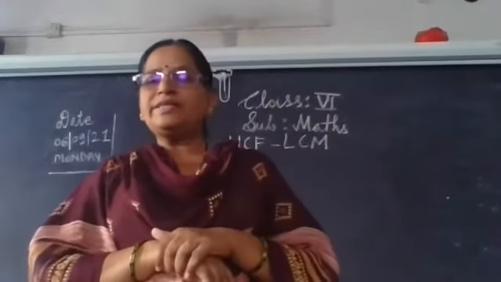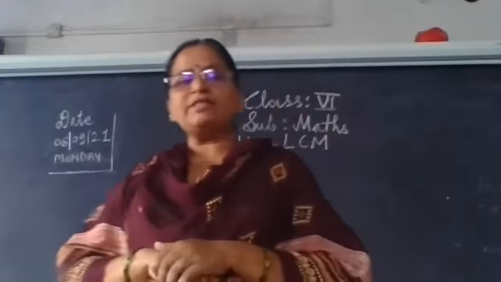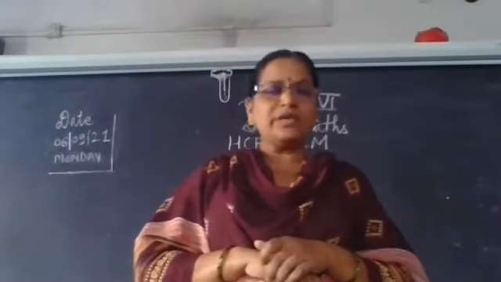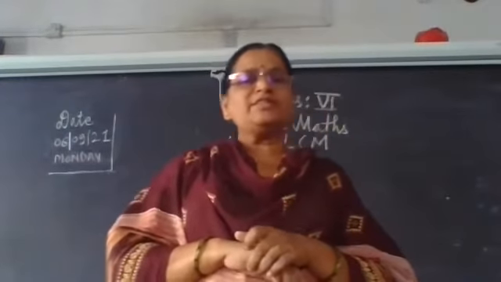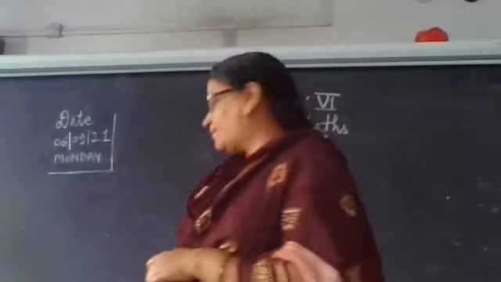So let's see the HCF of three numbers by division method. The division method is also known as Euclid's algorithm. It is a very easy method. So let's see the HCF of three numbers.